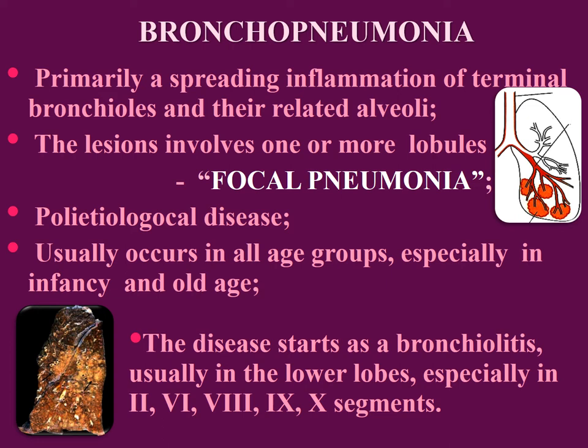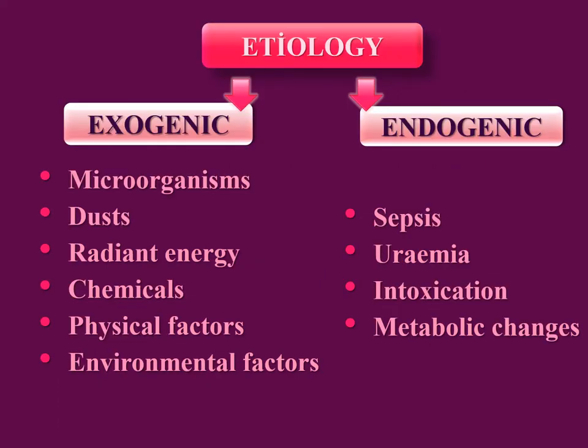Disease starts as a bronchiolitis, usually in the lower lobes, especially in the 2nd, 6th, 8th, 9th, and 10th segments. Bronchopneumonia may be caused by exogenic and endogenic factors. Exogenic factors include microorganisms, dusty particles, irradiations, pollutions, etc. Endogenic factors may be sepsis, uremia, intoxication, metabolic disturbances, etc. All these pathogenic factors can be divided into three groups: chemical, physical, and infective factors.